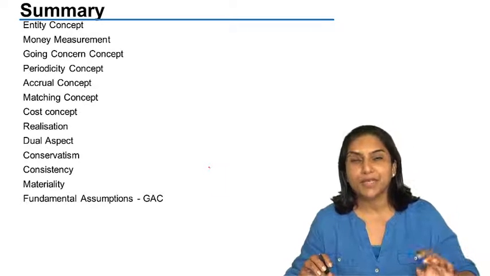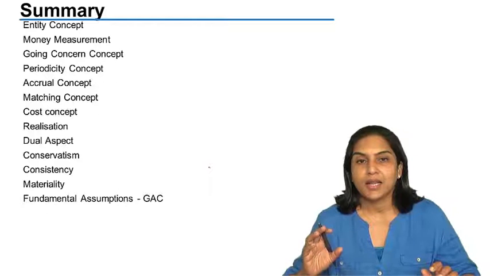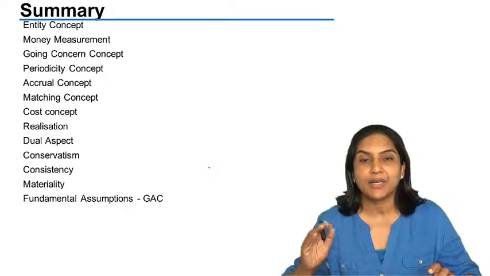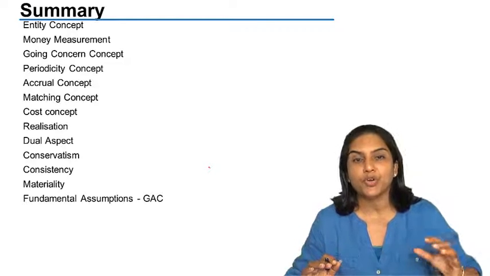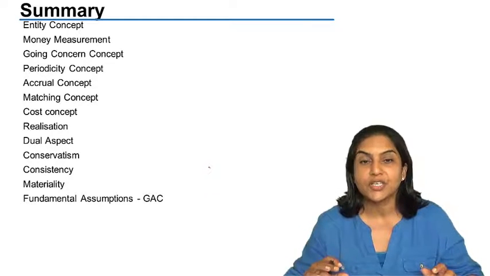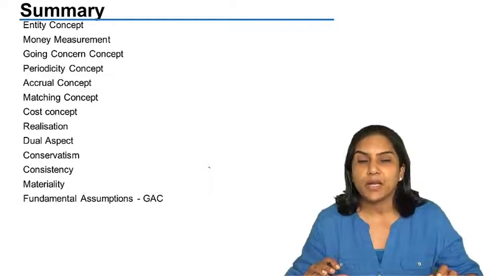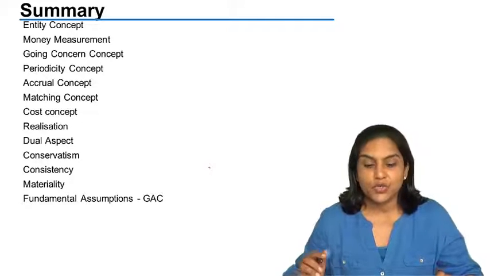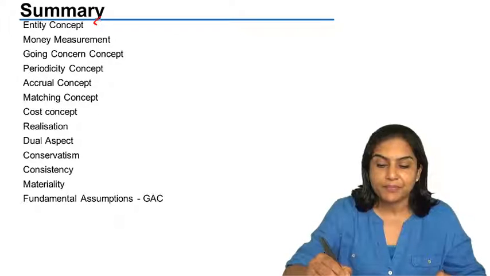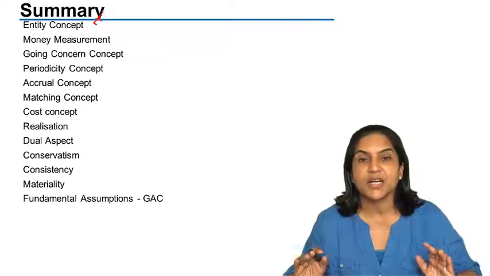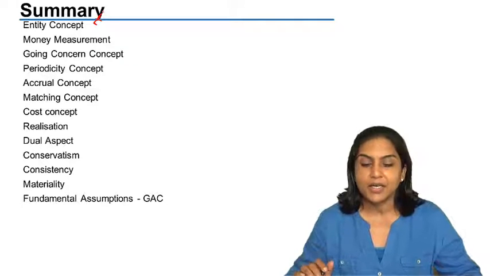If the owner brings in money, the business records it as a capital, as a liability to the owner. If the owner withdraws money, the business records it as drawings, meaning that the owner now owes money to the business. So entity concept: there is a separate entity. Owner is separate from the business as far as accounting is concerned.